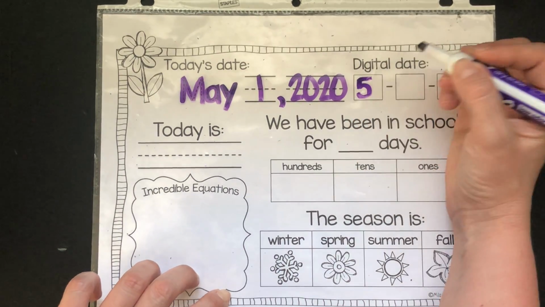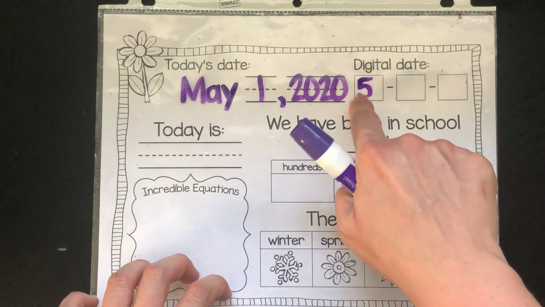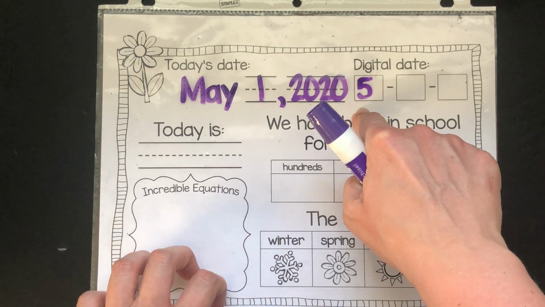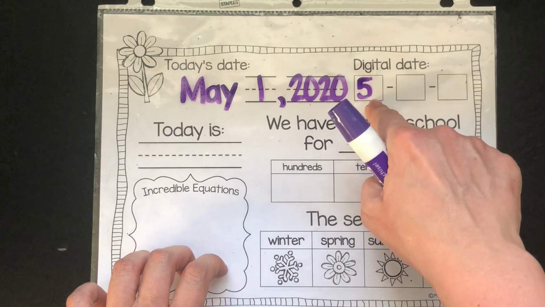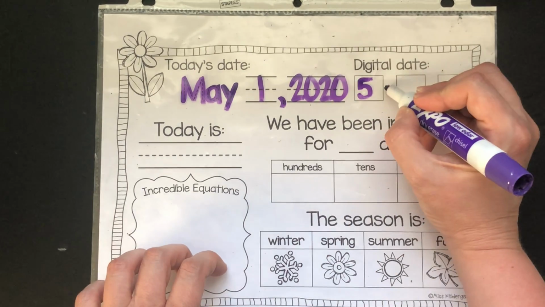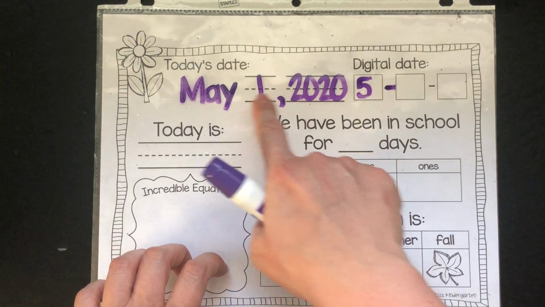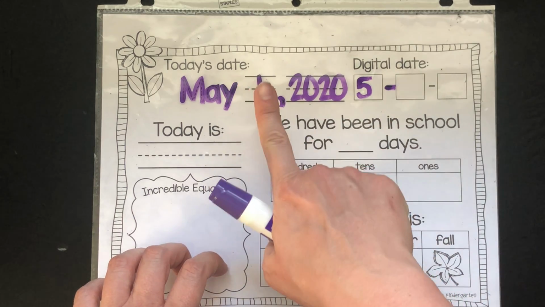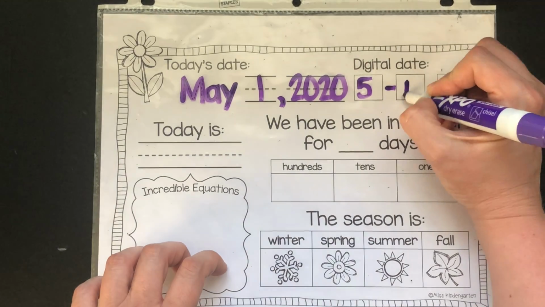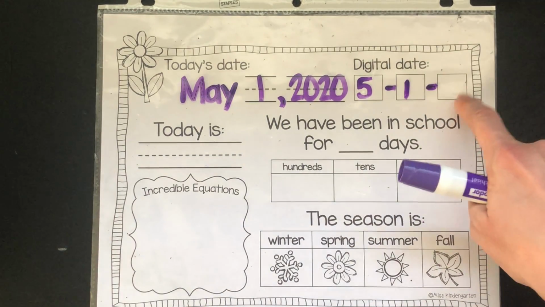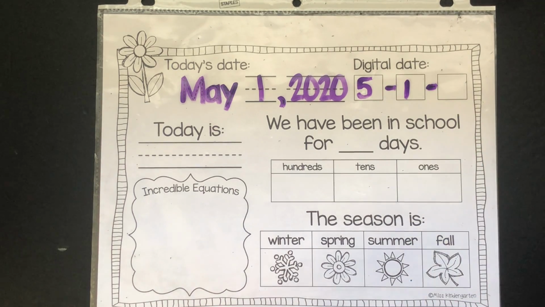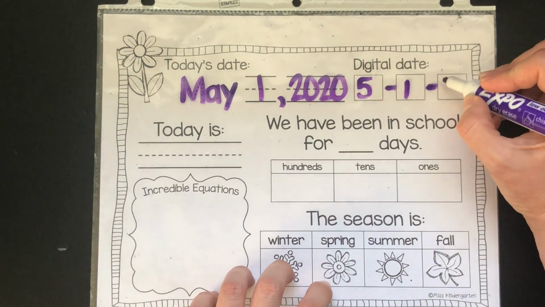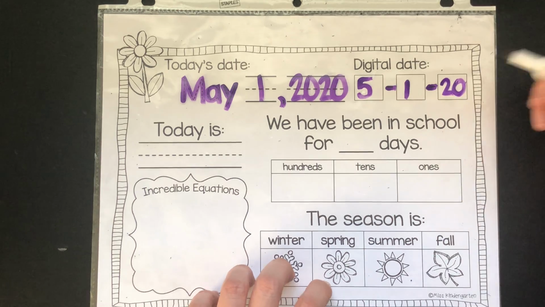So when we're writing a digital date, when we want to say May, the code is five. Five stands for May because it's the fifth month of the year. How many days of May have we had so far? One. So we're just going to put a one here. And how do we write our year in a two-digit shortened code? Yeah, for 2020, we still make our 20.